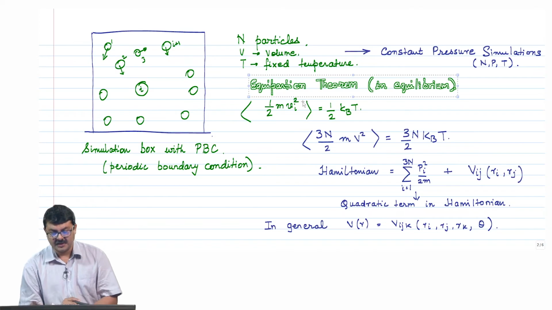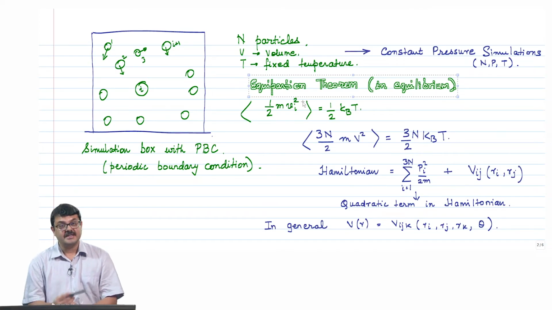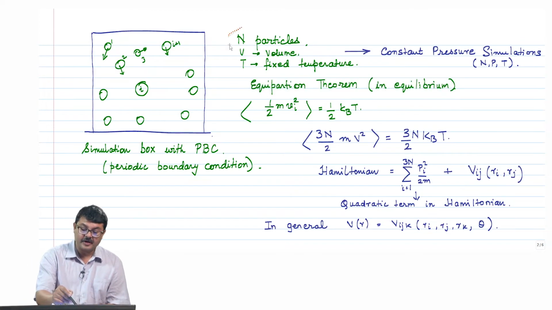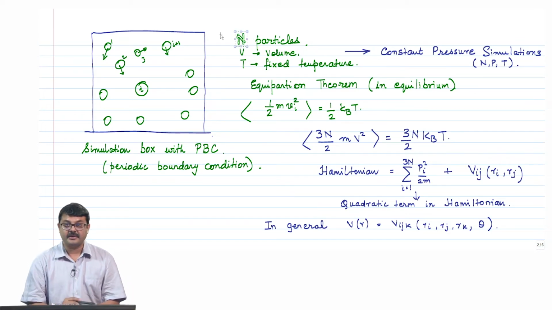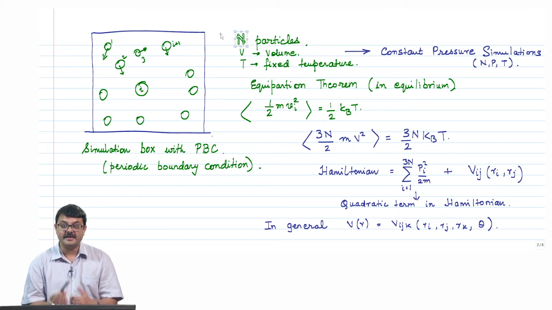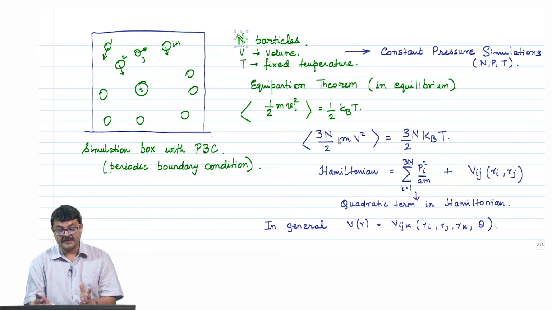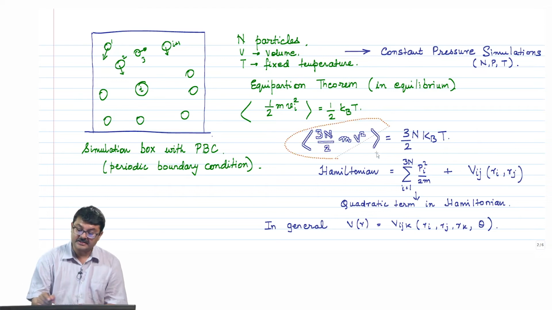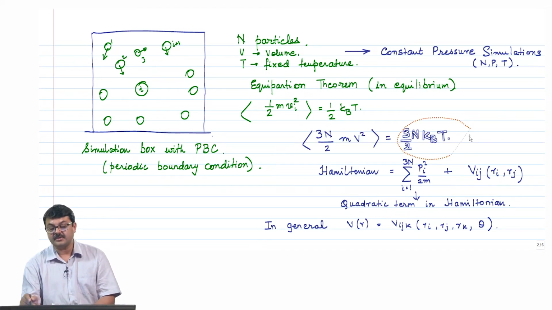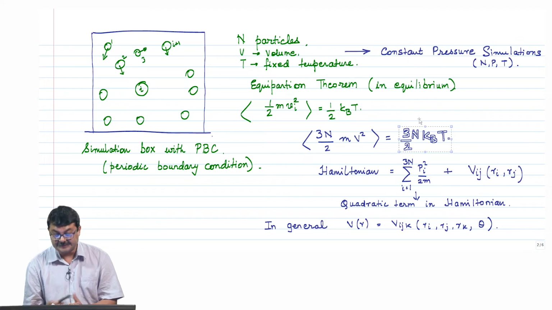And that is what the equipartition theorem says. In general, if you have n particles in 3D, you have 3n degrees of freedom, so 3n mv square over all the particles. Basically, you are calculating the total kinetic energy of all the particles, and the expectation value of that will be equal to 3/2 n kBT.